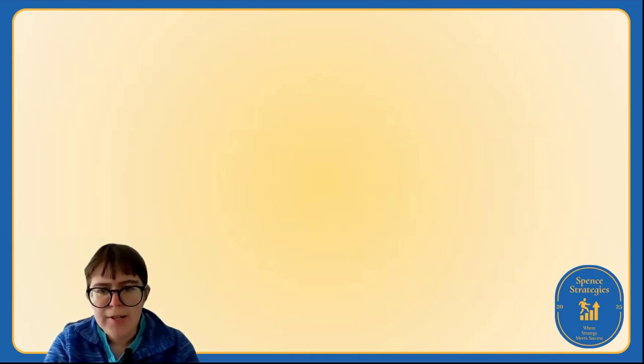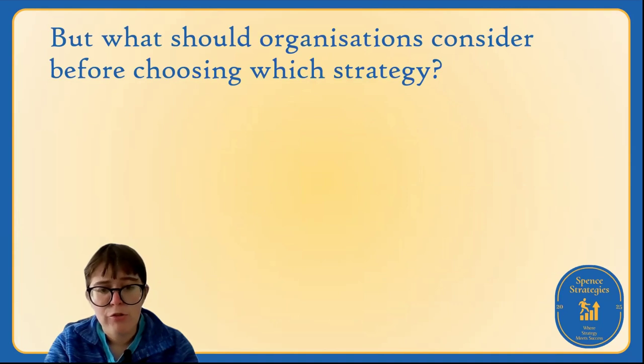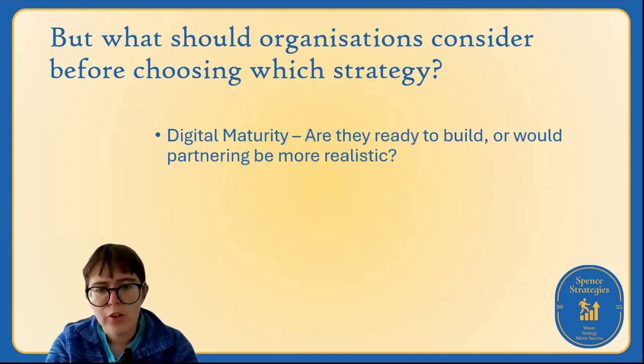But what should an organization consider before choosing which strategy? Well, first of all, is digital maturity. Are they ready to build? Can they actually afford to build? Or would partnering be more realistic, spreading the cost and spreading that risk?